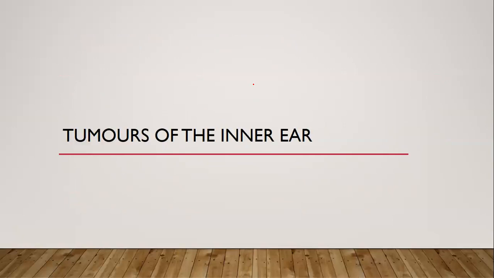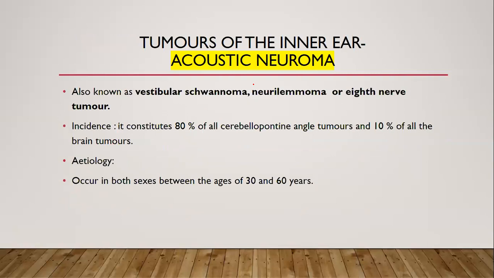Then tumors of the inner ear. Among these tumors of the ear, this is very, very important: acoustic neuroma. It is otherwise known as vestibular schwannoma, neurilemmoma, or eighth nerve tumor. It is a tumor that affects the eighth nerve, the vestibulocochlear nerve. The incidence is that it constitutes about 80% of all cerebellopontine angle tumors and 10% of all brain tumors.